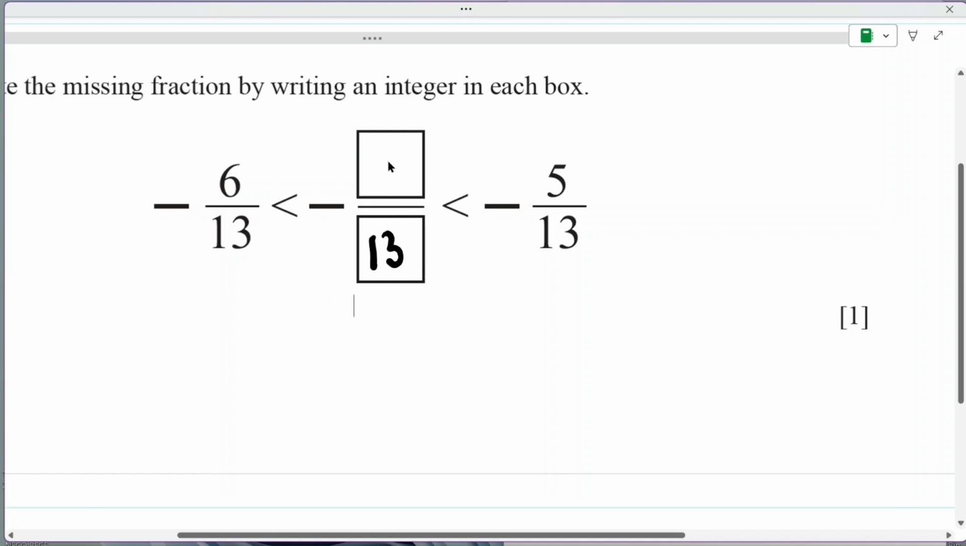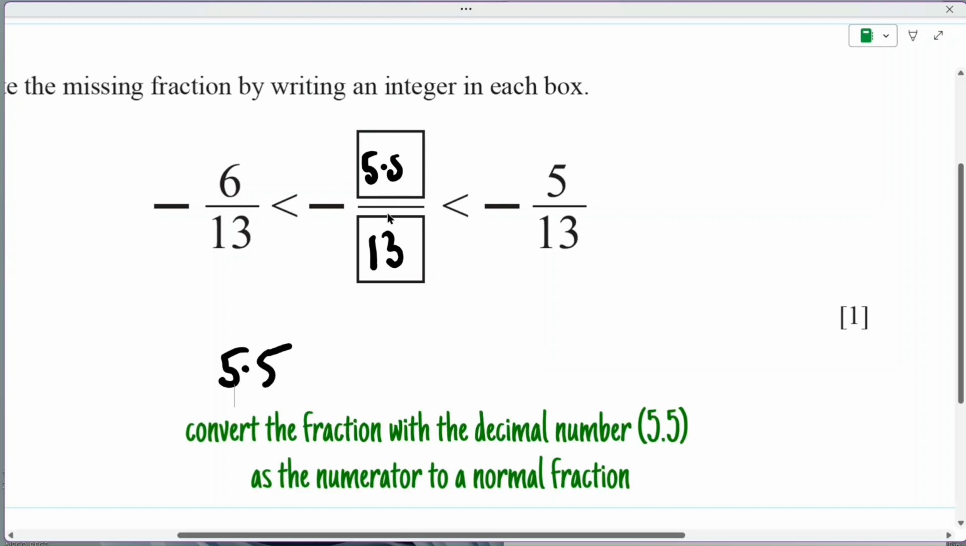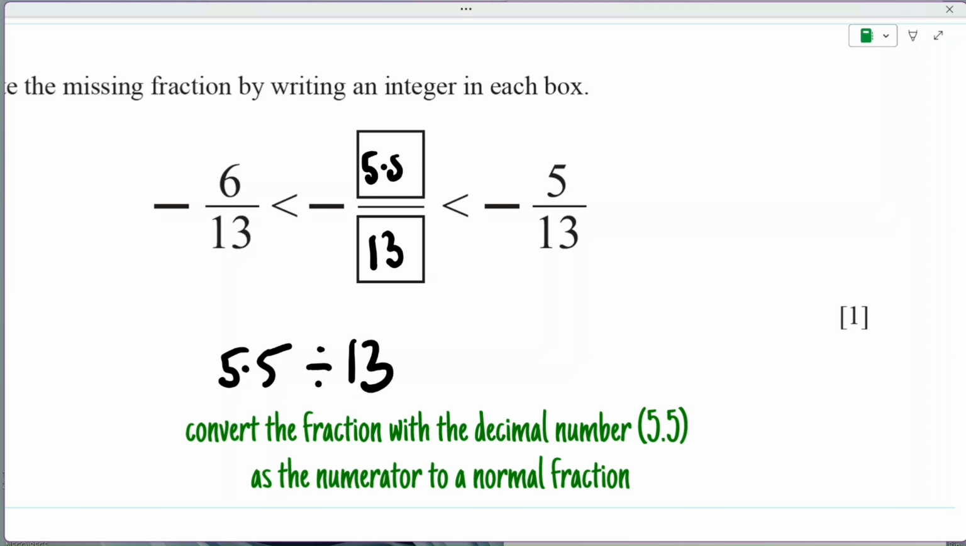If we use 5.5, we're still going to get the same answer, like we got from the previous method we just used. Now, let's say we pick 5.5. We have 5.5 here. We can't just write 5.5 here. You can't have a decimal operating like a fraction. Let's say we have our 5.5. This means 5.5 divided by 13.